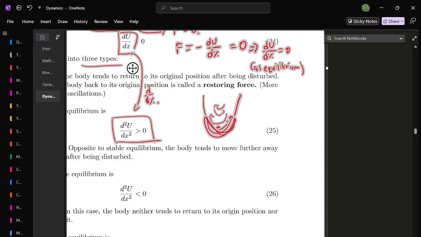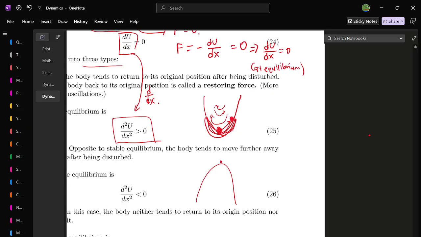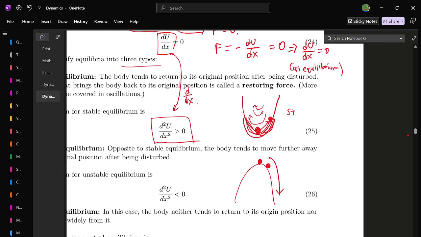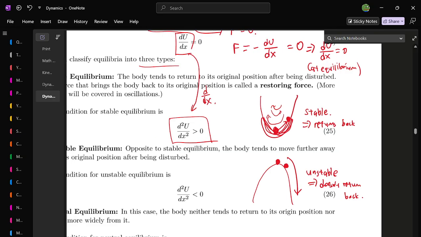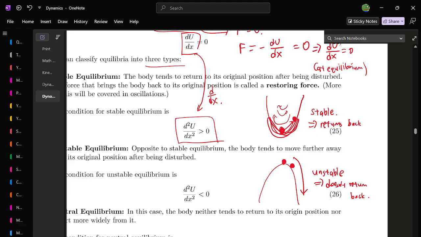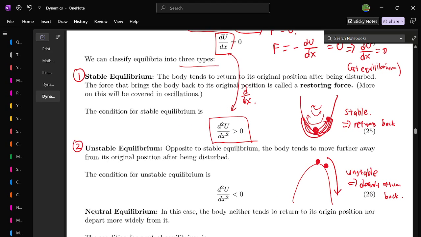In contrast, if you inverted this parabola and you put a ball here at the top, now even if you displace the ball a little bit, it will just roll off indefinitely. So this is stable equilibrium, and this is unstable equilibrium. This is stable because it returns back, and this is unstable because it doesn't return back. This is just how equilibrium is defined. Stable equilibrium exists if it returns back after a small disturbance, or what we call a perturbation. Unstable equilibrium is when it doesn't return back and the body moves further away after a small perturbation.